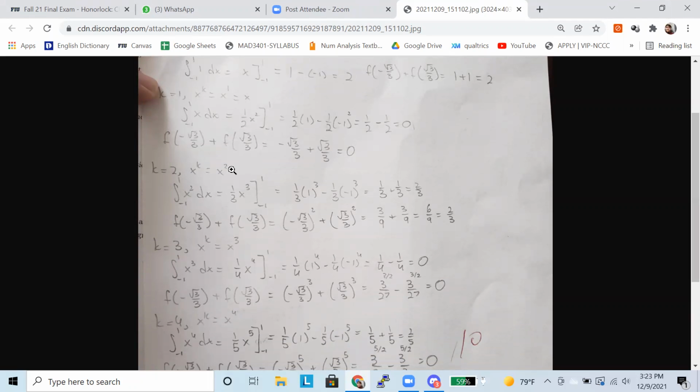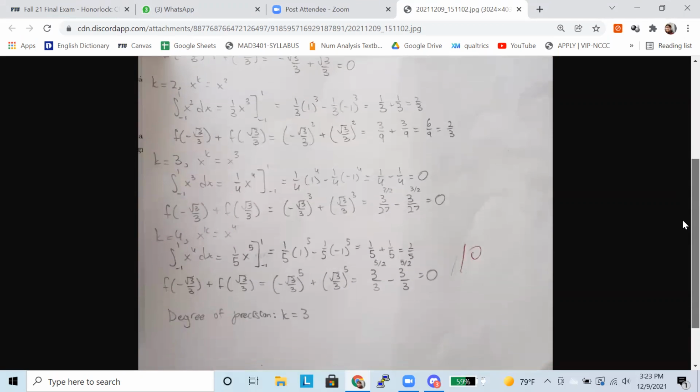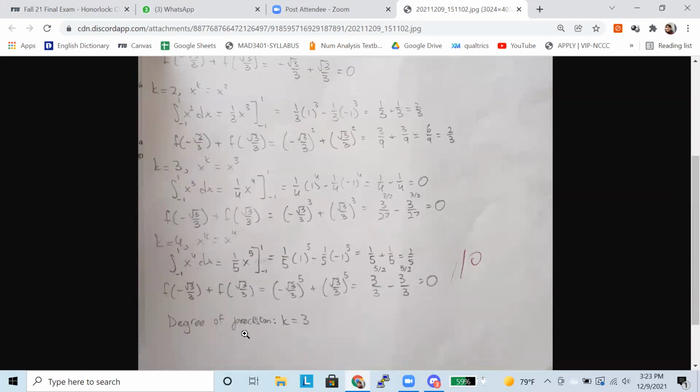So now the function's X squared. So you do the integral again, right? This one ends up being 2/3. And then you do the same thing. You plug both these values into X squared and you add them, right? Basically same thing. They're also 2/3. And so you keep going. I think the degree of precision is K equals 3, right? So one more time. X cubed. You do the integral again, equals 0. Same thing here.